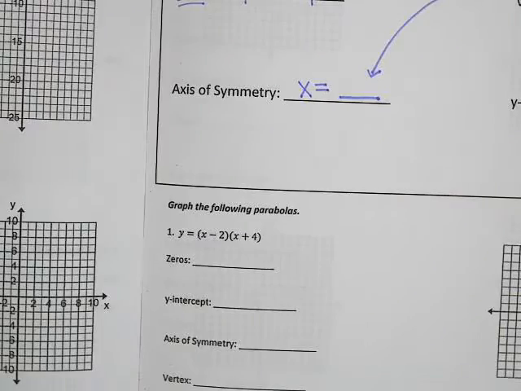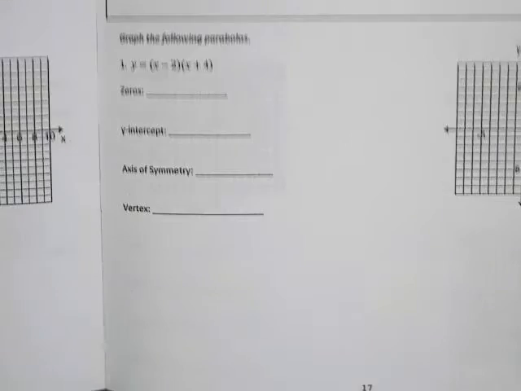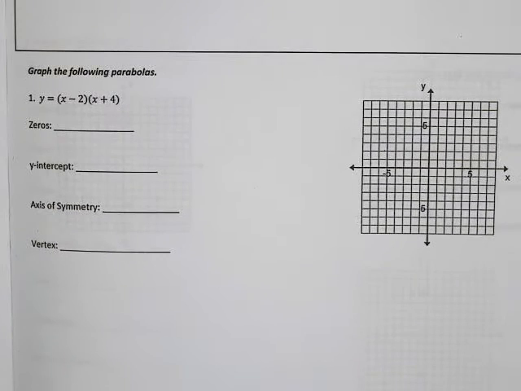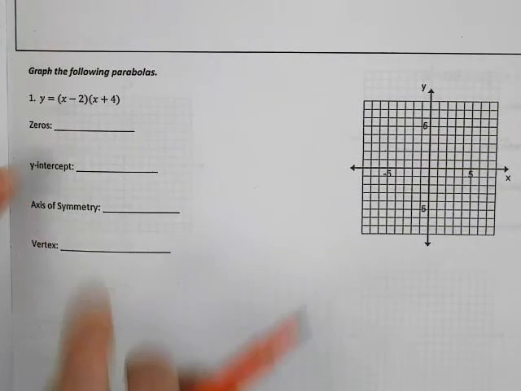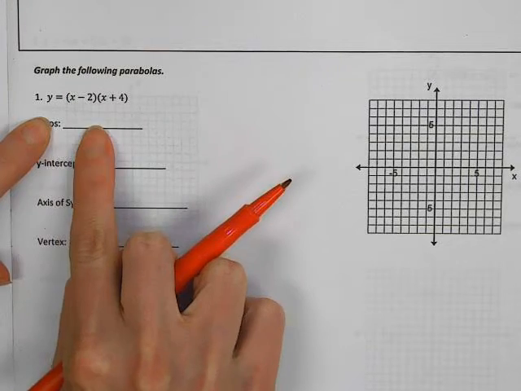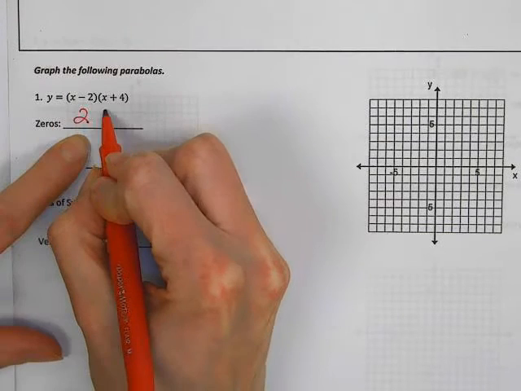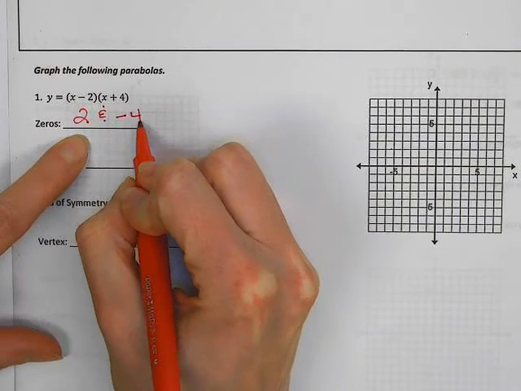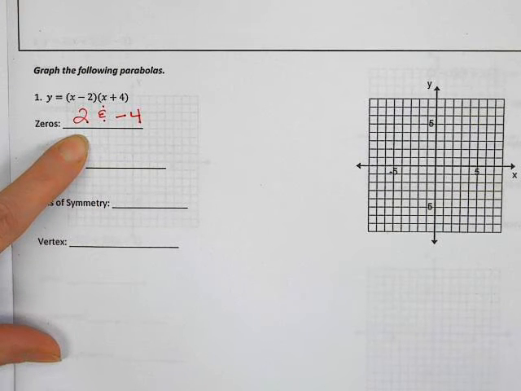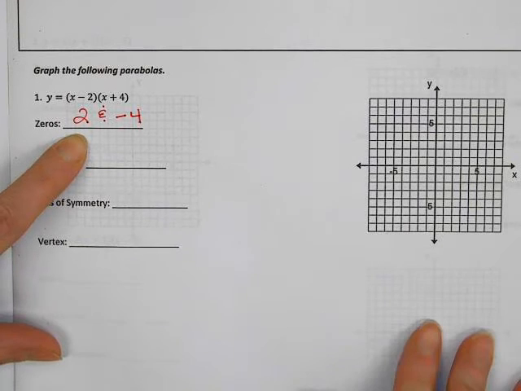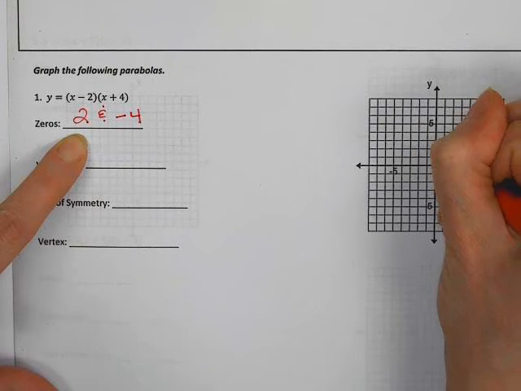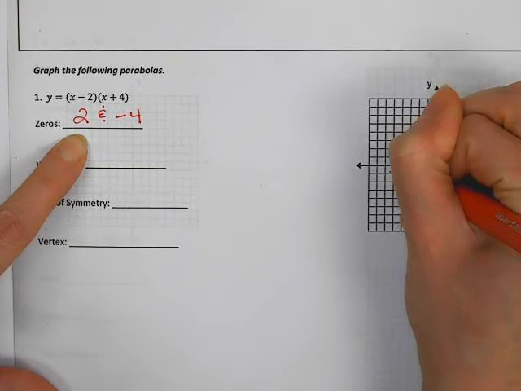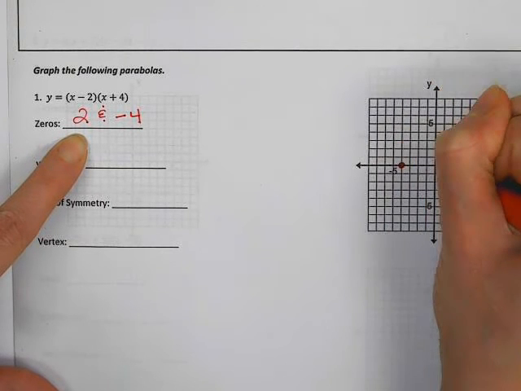Let's do one. So first, they're giving you the equation in factored form. So let's find the zeros. And the zeros, remember, are opposite. So positive 2 and negative 4. Right? Always the opposite. You know what? Let's go ahead and graph those right away. Let's make the zeros at 2 and negative 4 right away.